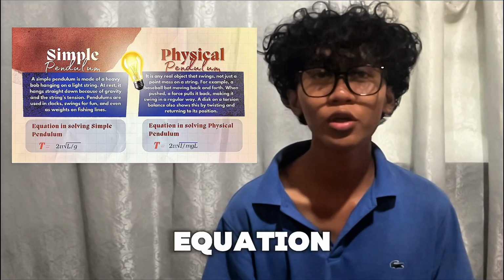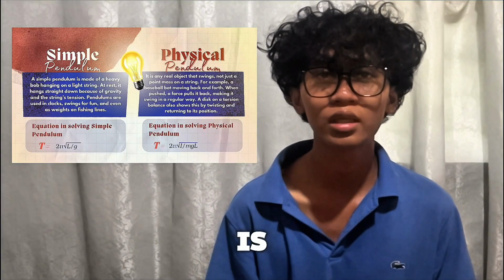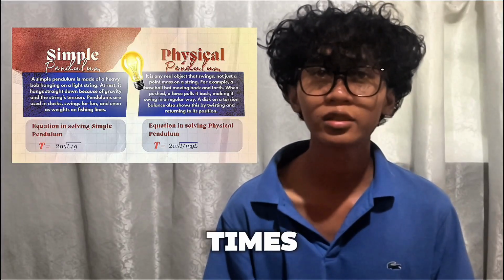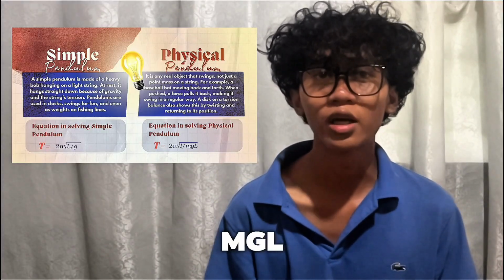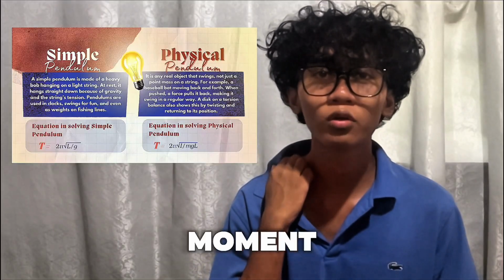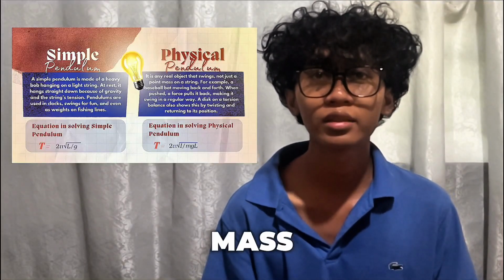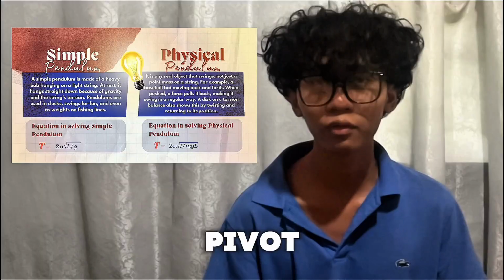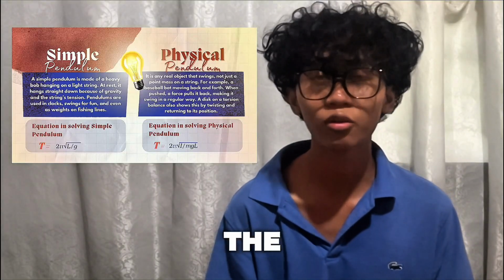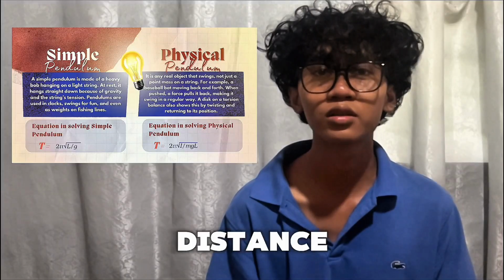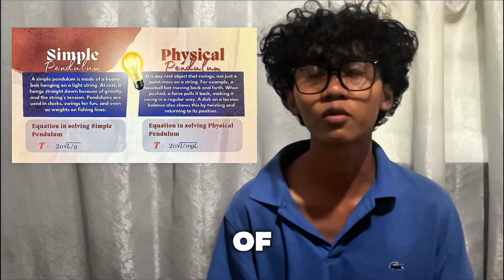And the equation for the physical pendulum is T equals 2 pi times the square root of I over mgL, where I is the moment of inertia. Basically, the mass is spread out around the pivot point. And m is the mass of the object, g is the gravity, and L is the distance from the pivot point to the center of mass.